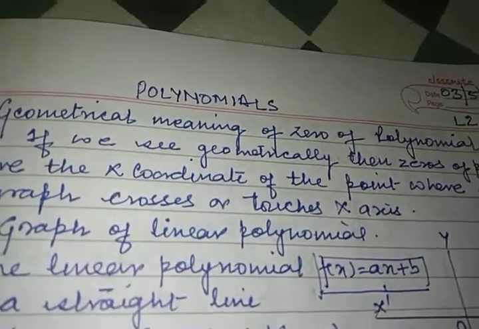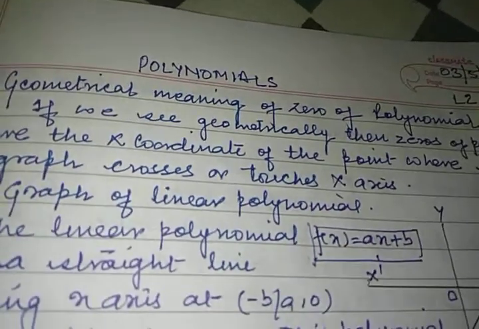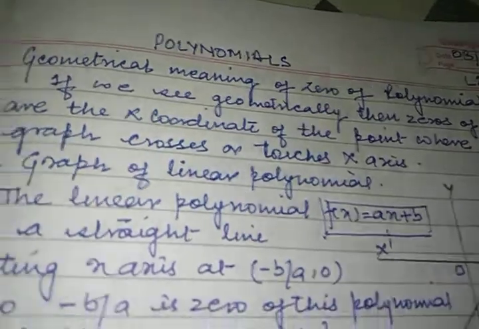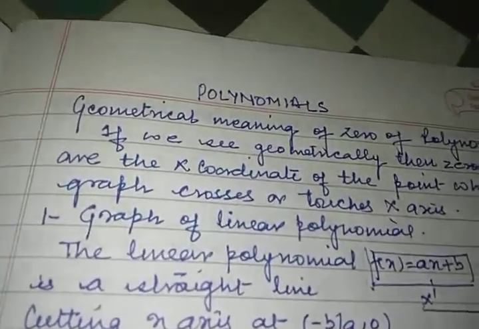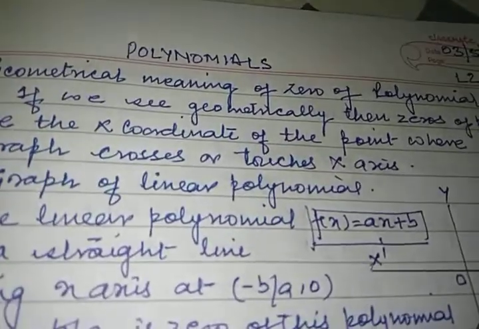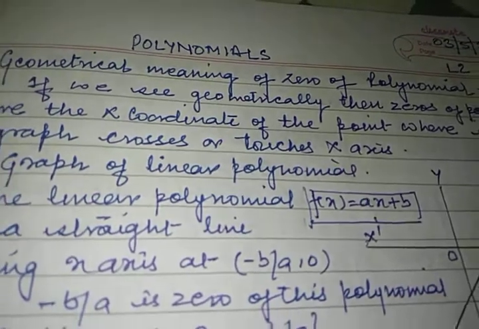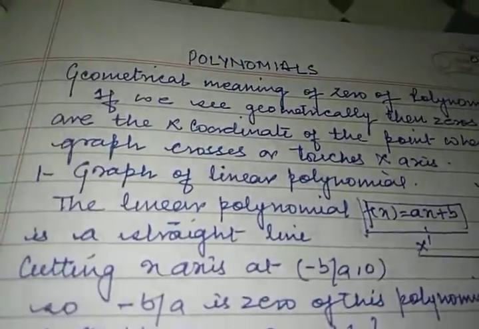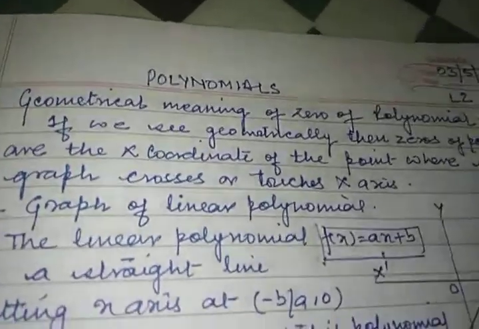Right. So f(x) can be anything. It can be a linear polynomial. It can be a quadratic polynomial. It can be a biquadratic. So it can be any type of polynomial. So let's see what the zero of the polynomial means geometrically, in the geometrical concept.